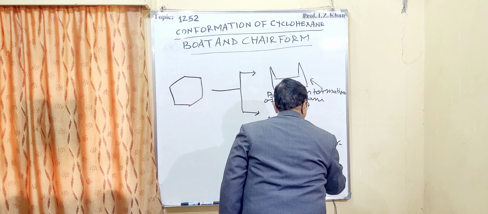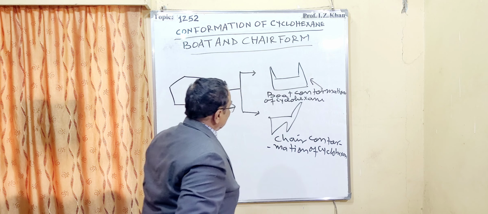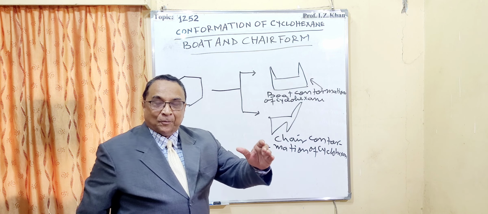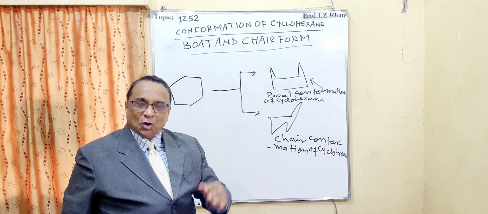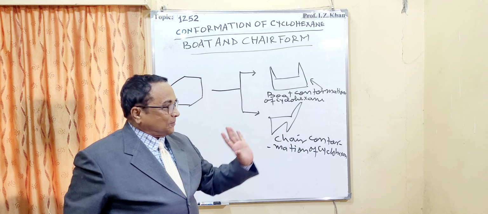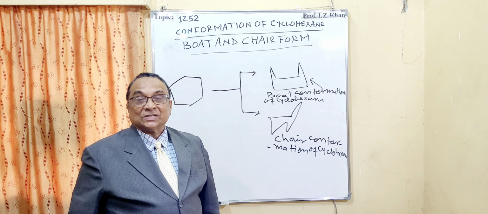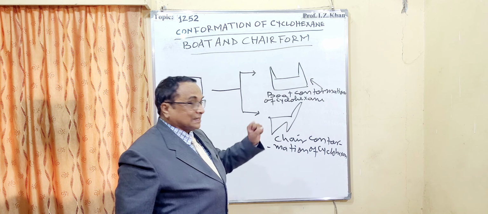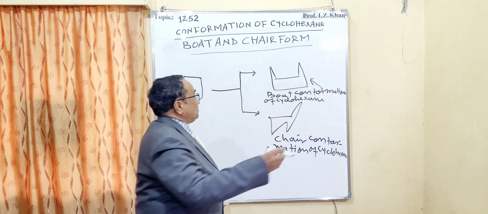of cyclohexane. And other possibilities are also there, that is twisted form, half boat, then quarter, so many different types of twisted forms are there. But mainly we have these two conformations of cyclohexane.